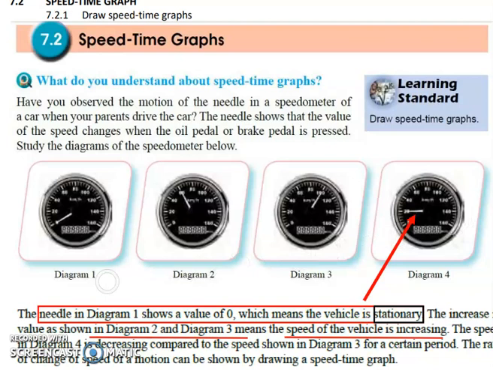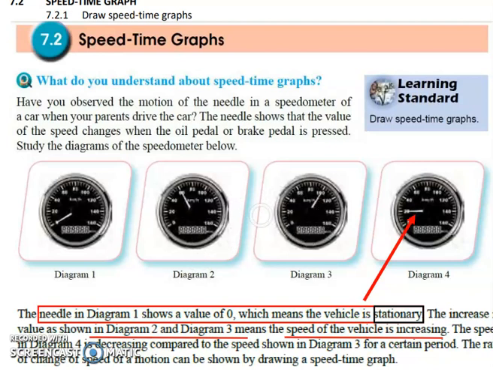So let's have a look at the diagrams one by one. In diagram 1, the needle of the speedometer shows the speed is at 0 km per hour. Speed 0 means the vehicle is not moving. The vehicle is stationary. In diagram 2, the speed increases to 80 km per hour, so the vehicle is moving. Next, in diagram 3, the vehicle increases to 100 km per hour. Initially the speed is 80 km, and now it increases to 100 km.